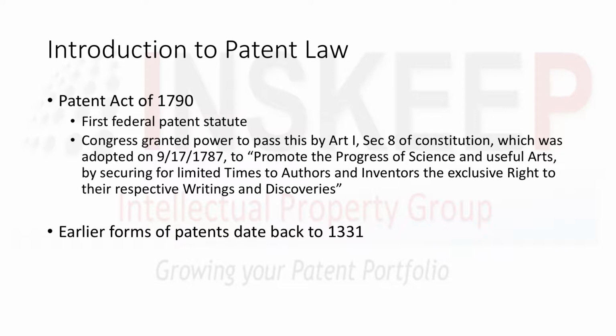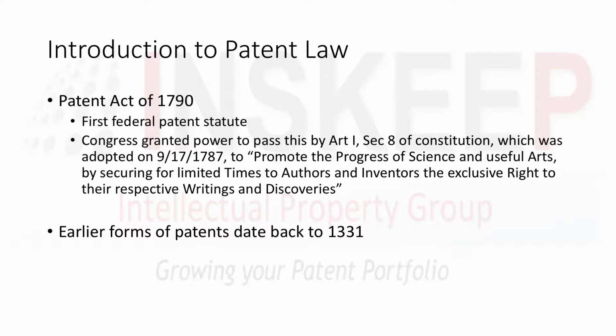Patent laws started in our country with the Federal Patent Act of 1790. There were other kinds of patent laws before then, but in 1790, Congress was granted the power to pass the Federal Patent Statute by Article 1, Section 8 of the Constitution, which was adopted on September 17, 1787, to promote the progress of science and useful arts by securing for limited times to authors and inventors the exclusive right to their respective writings and discoveries.